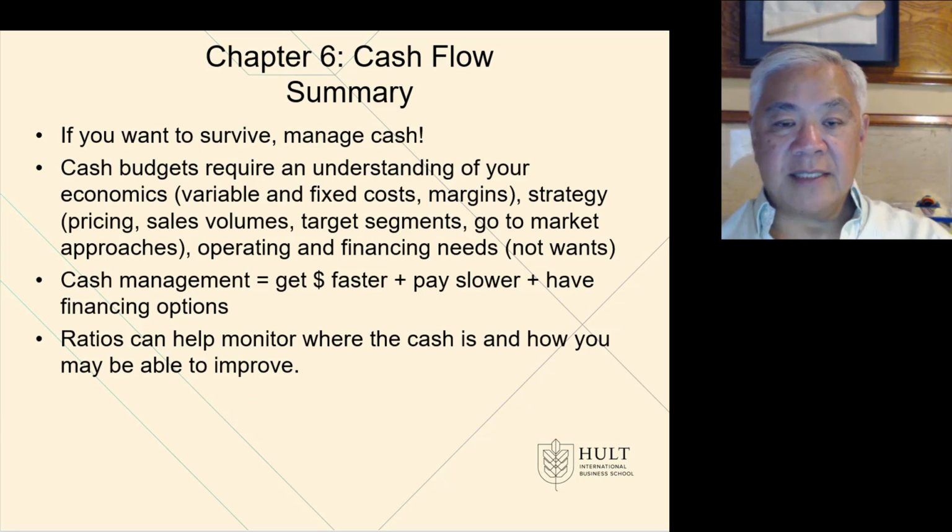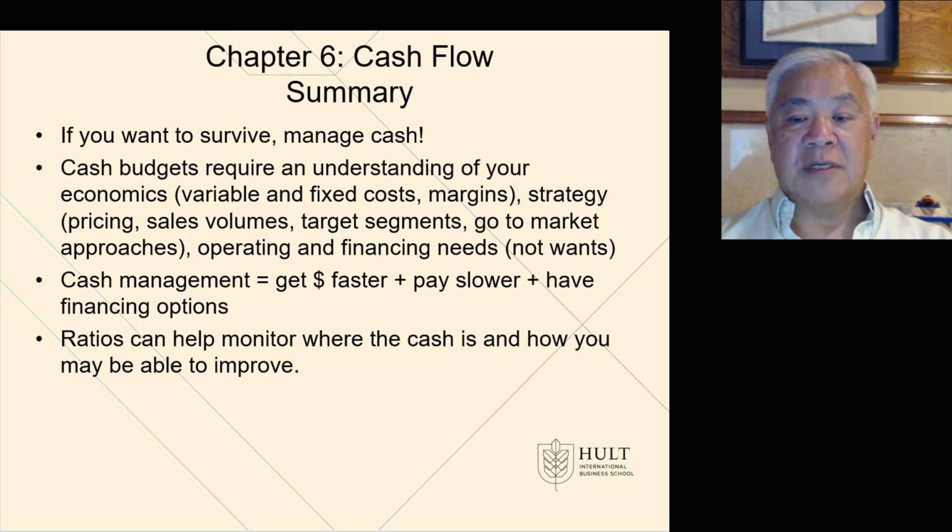So summarizing chapter 6, if you want to survive, you better manage cash. We can start by looking at cash budgeting and look at the economics of the business and try to capture that inside of our projections, sales projections, inventory projections, our other operating and capital costs to run the business. And then we have certain ways of looking at things. Let's collect cash faster. Let's pay cash slower. And if we need to raise money, let's raise money before we need it so we don't get ourselves in a liquidity crisis. And finally, we can use some ratios to monitor where we are and perhaps point to actions that could improve our financial performance.